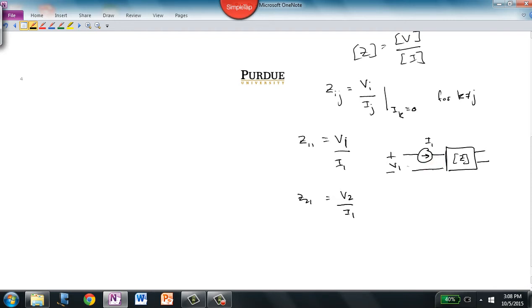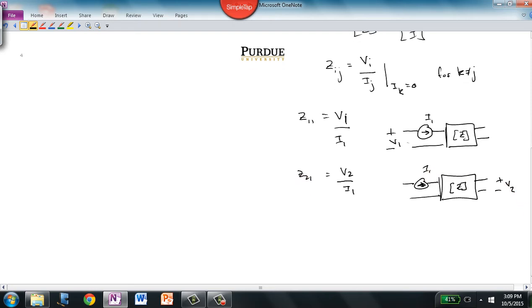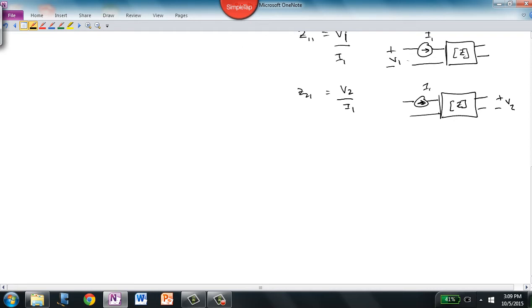So it's that same circuit, I1, that's a current source right there. We've again got our 2-port network Z here, but now we want to know what the output voltage is, V2, and that would give us Z21 if we divided V2 by I1. So let's do a numerical example of that, because I think it helps explain things.